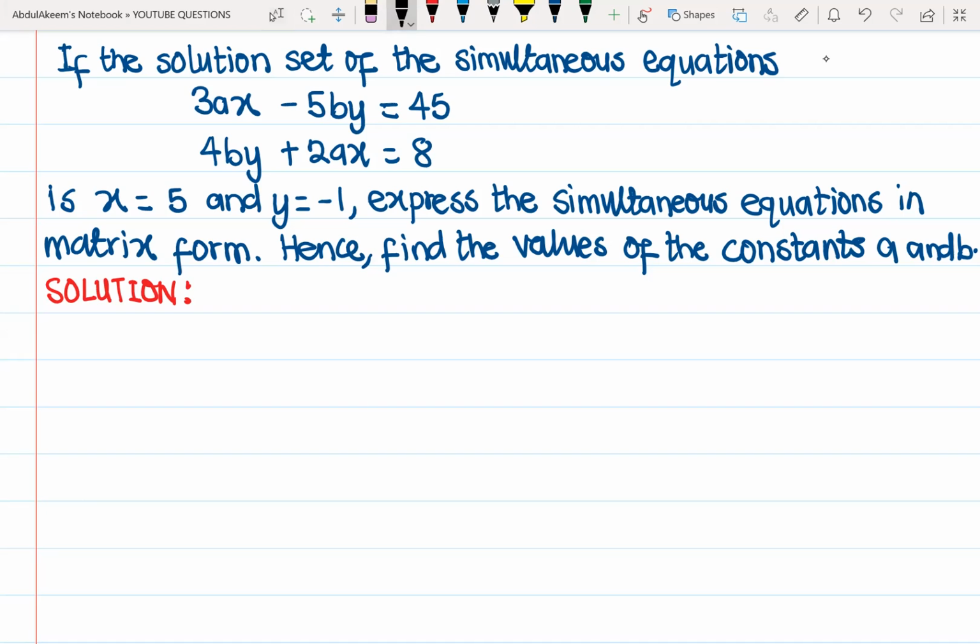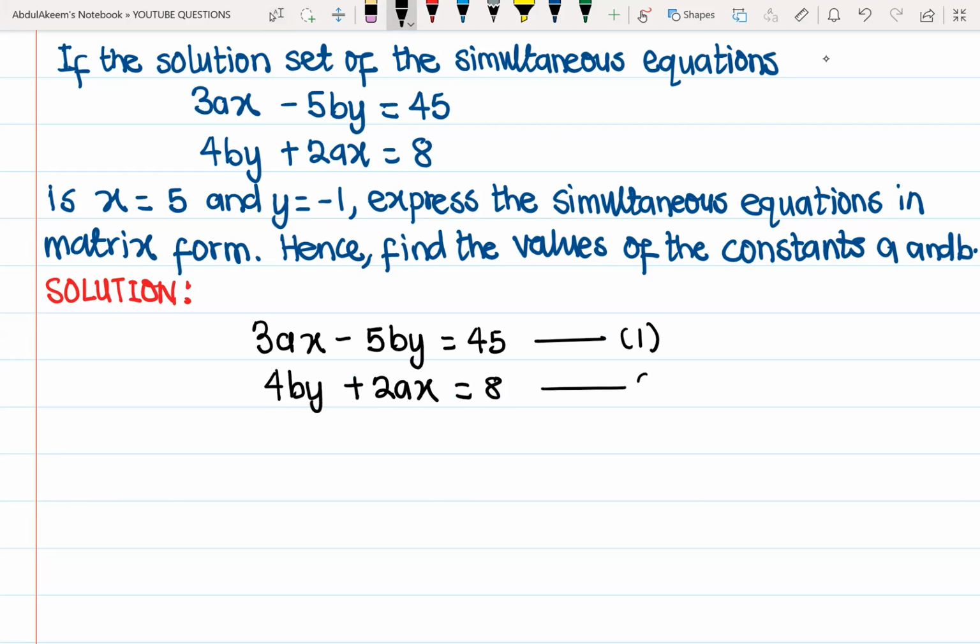So the first thing we are going to do here is write out the simultaneous linear equations and name them. The first one is 3ax minus 5by equals 45. This is equation 1. The next one is 4by plus 2ax equals 8. That is equation 2. Recall that x equals 5 and y equals minus 1.